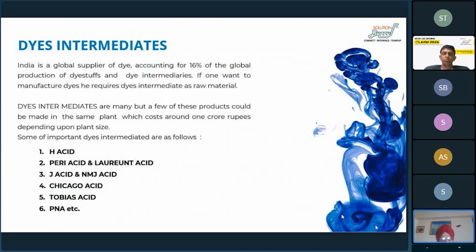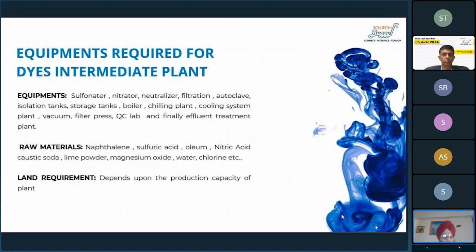Some of the important dyes intermediates are H acid, Peri acid, Laurent acid, J acid, NMJ acid, Chicago acid, and Tobias acid. These five products can be made in the same plant. And then another is para-nitroaniline. A separate plant is required for para-nitroaniline.